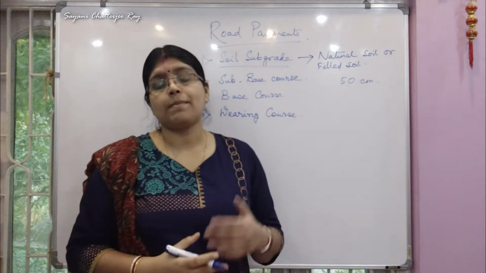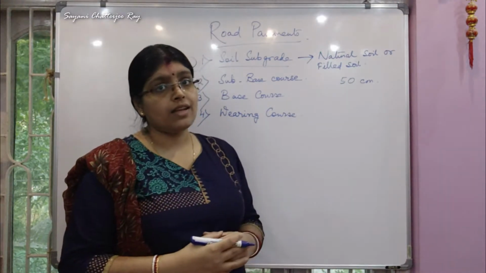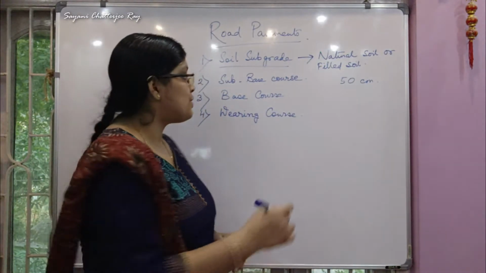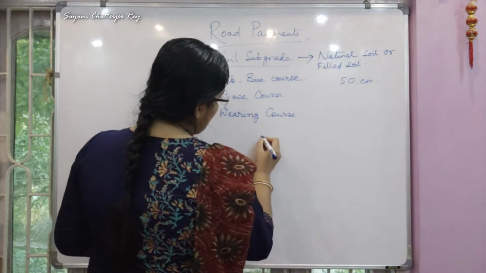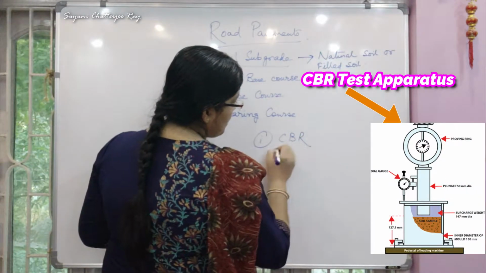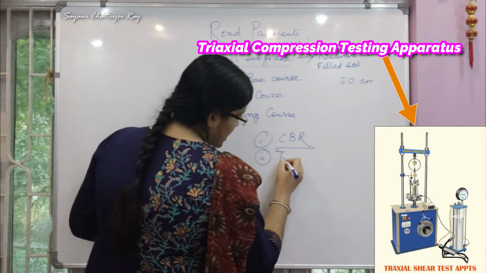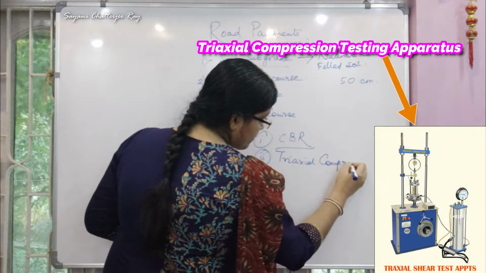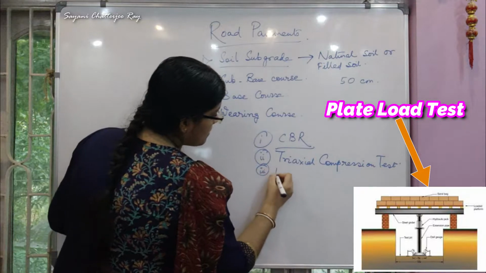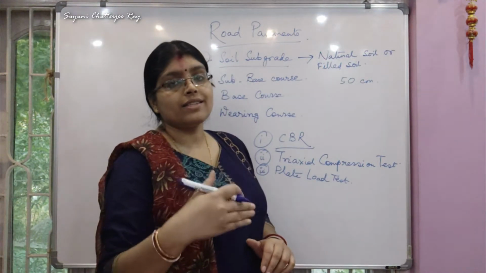A number of tests have to be performed in order to check the strength of the soil. Now we will see the tests which are performed at site to check the soil strength. So the first type of test, which is very common, is the California Bearing Ratio test or the CBR test. The second one is the triaxial compression test. The third one is the plate load test. And the fourth one is the California resistance value test.